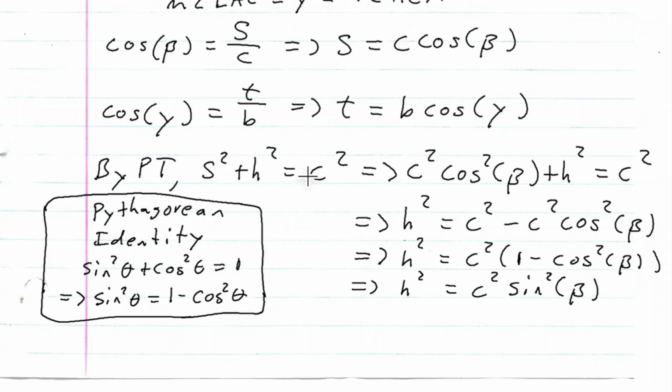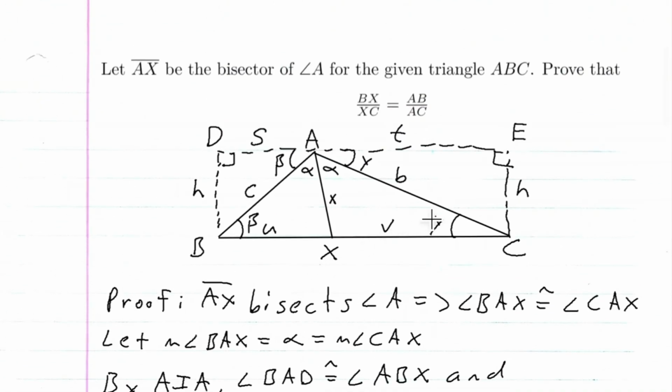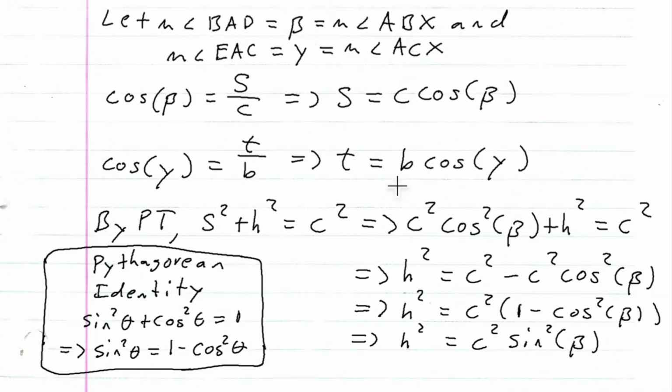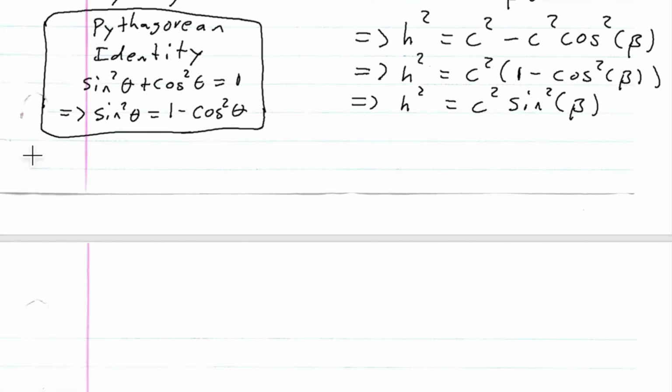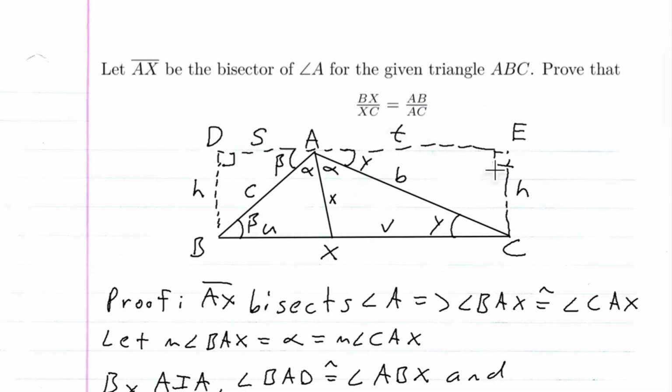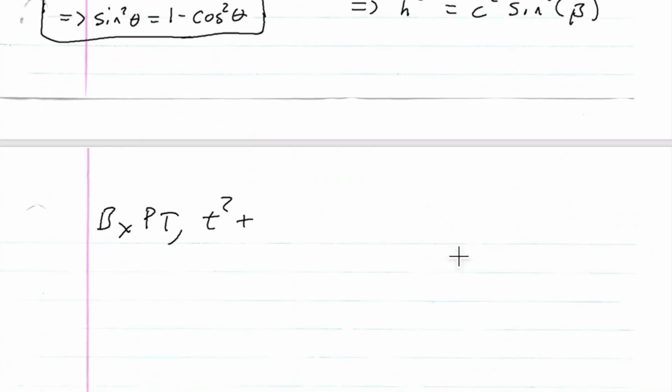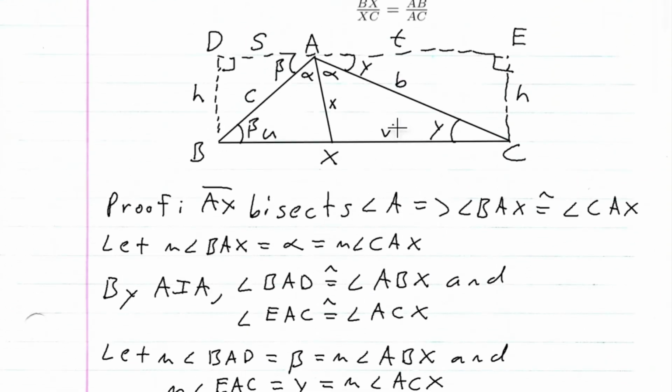Now, I can do a similar argument for this triangle here. I know that t squared plus h squared is equal to b squared. So by the Pythagorean theorem again, I know t squared plus h squared is equal to b squared.